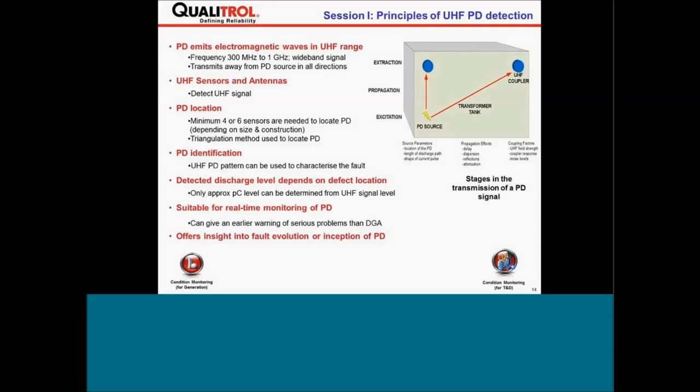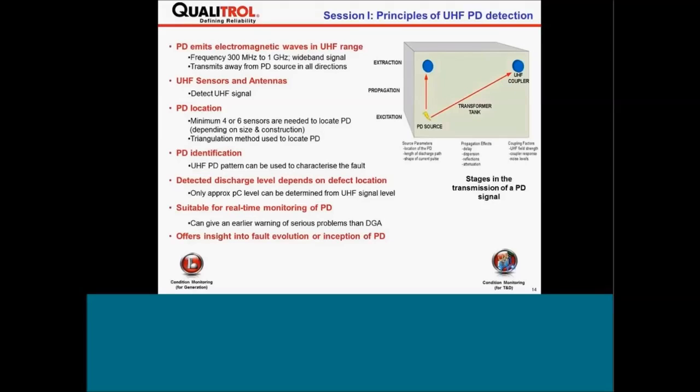The PD location, we can, using the time of flight technique, accurately locate a PD if we have something like 4 or 6 sensors, 4 in a smaller transformer, 6 in a large transformer, then we can basically locate a defect down to a beach ball sort of sphere of location. So we can get accurate location to a very small part of the tank where that PD is.